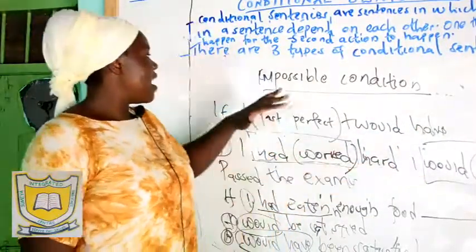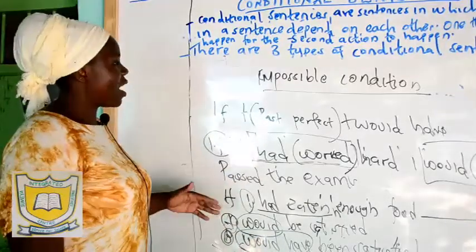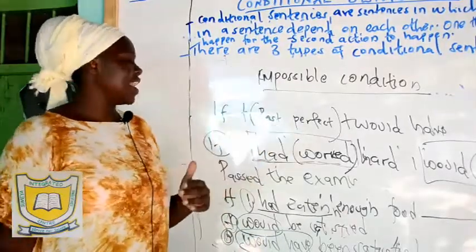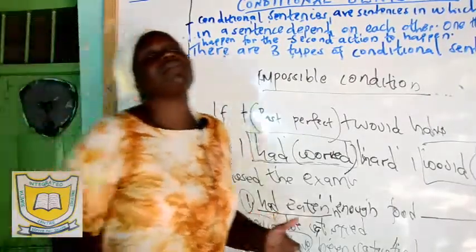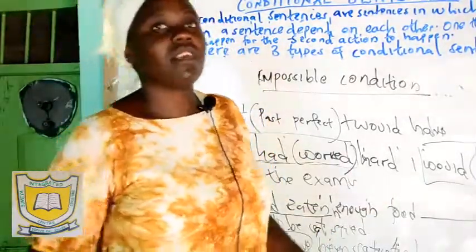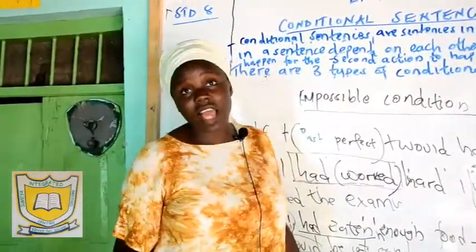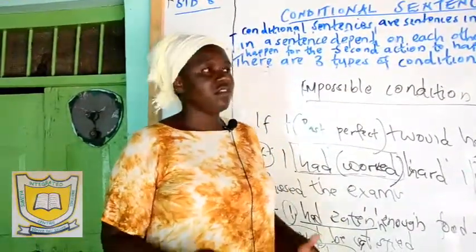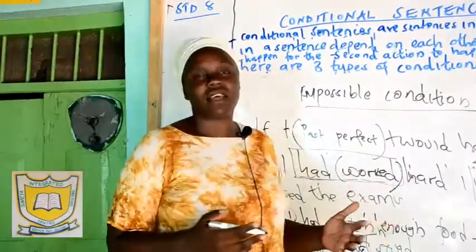Now, if they ask you to give a sentence that means the same, for example, if I had worked hard, I would have passed the exam, and then somebody tells you, give a sentence that means the same. What does that mean? You didn't work hard, and so you did not pass the exam. Simple. You simply say, she did not work hard, and so she did not pass the exam.